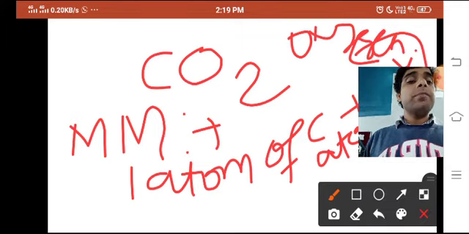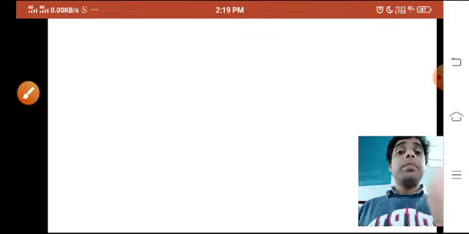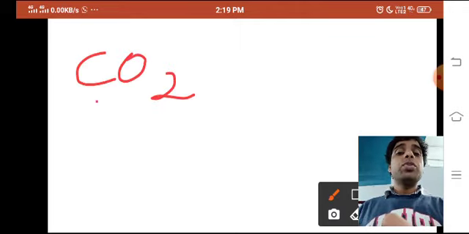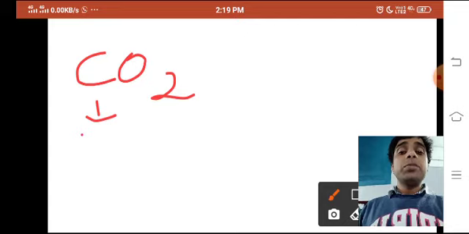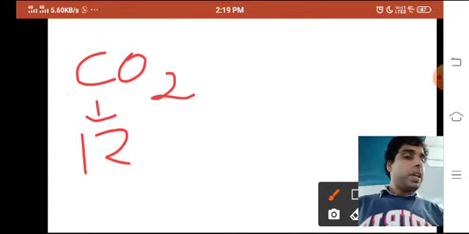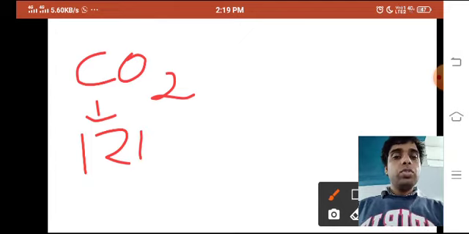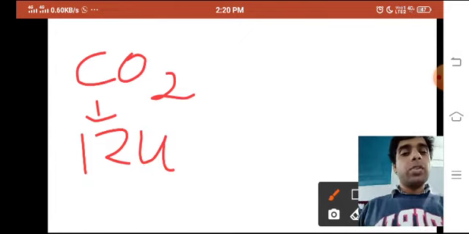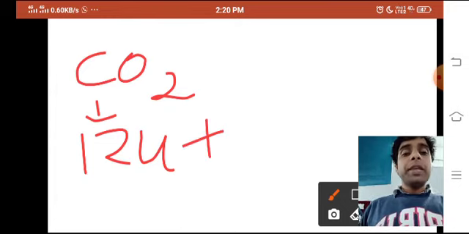So you have seen that this is the method to calculate. Now if I calculate CO2 again, what is the atomic mass of carbon? 12. Only one carbon is there, so no need to multiply with the subscript. You can write it also at the end, the same thing. Okay, 12 u. Then oxygen, what is the atomic mass of oxygen?